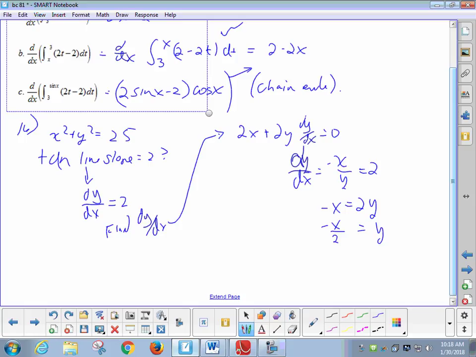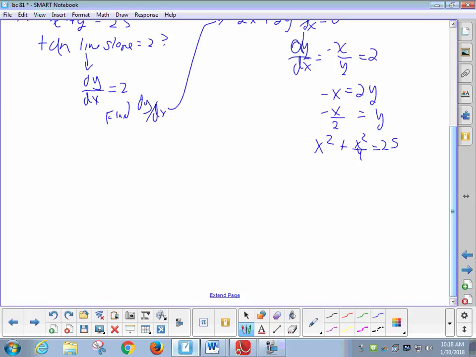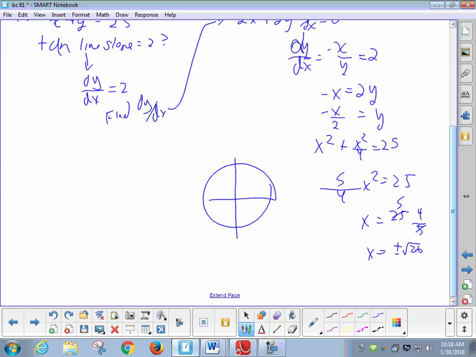So something like x squared plus x squared. Something like that. 5 fourths x squared equals 25. 5 times 4 fifths, you get the idea. x equals plus or minus root 20. There should be two places, probably in the first quadrant or second quadrant, and the fourth quadrant, where the slope can be 2. So don't give me 4 solutions. There should be 2.